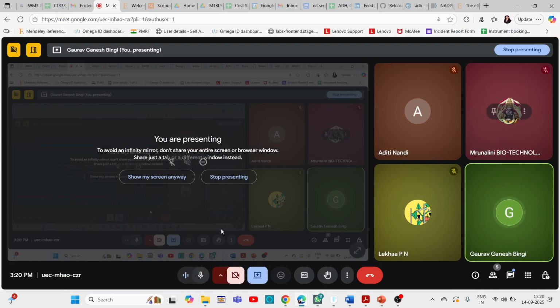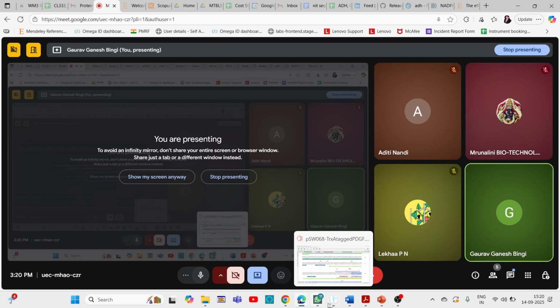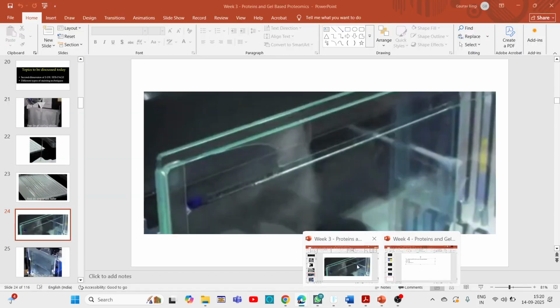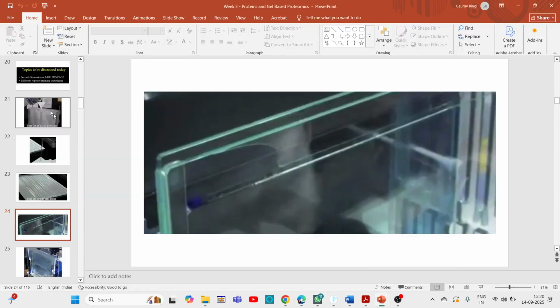You all got it right. The initial first dimension as well as the protein extraction. Yes. Yeah. So now we'll move ahead for the second dimension.